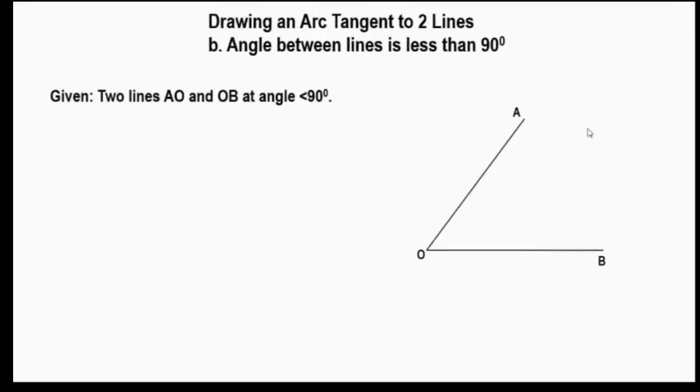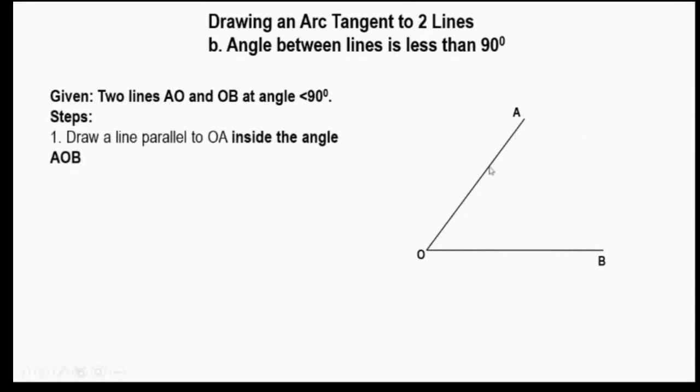Now again drawing an arc tangent to two lines when the angle between the lines is less than 90 degrees. This angle can be any value between 0 and 90 degrees. So we have two lines OA and OB, and the angle between these two lines is less than 90 degrees. So first draw a line parallel to OA. Draw a line parallel to OA inside this angle on this side at any convenient distance.